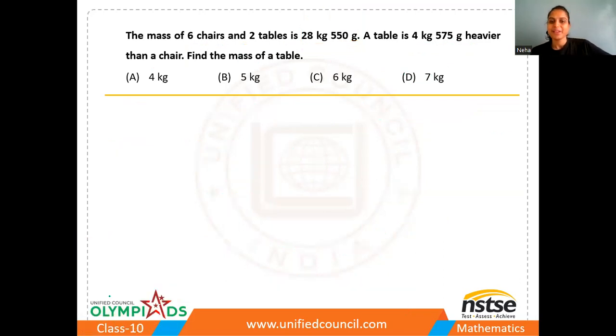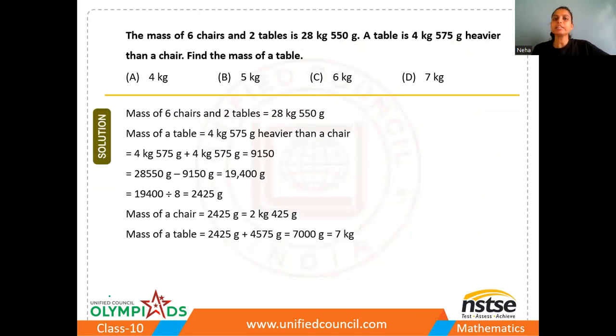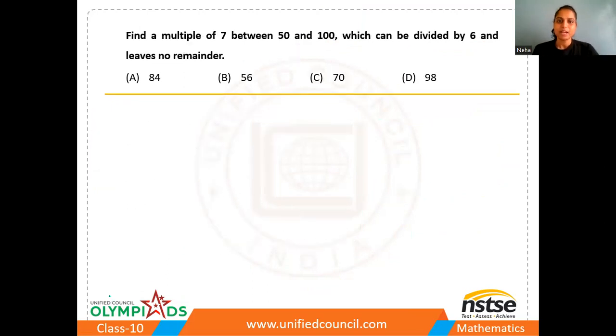Correct? Alright, let me show you the detailed solution for this given question. Perfect. Let's start with the next. Okay, so the next question is quite simple. Find a multiple of 7 between 50 and 100, which can be divided by 6 and leaves no remainder.